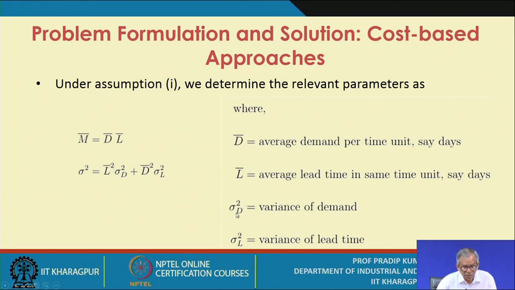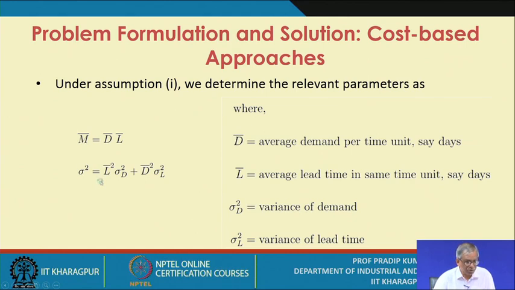where sigma d square is the variance of demand, plus d bar square into sigma L square, where sigma L square is the variance of lead time. So from the given data set, you have all these values, and obviously you can compute the values of m bar and sigma square.